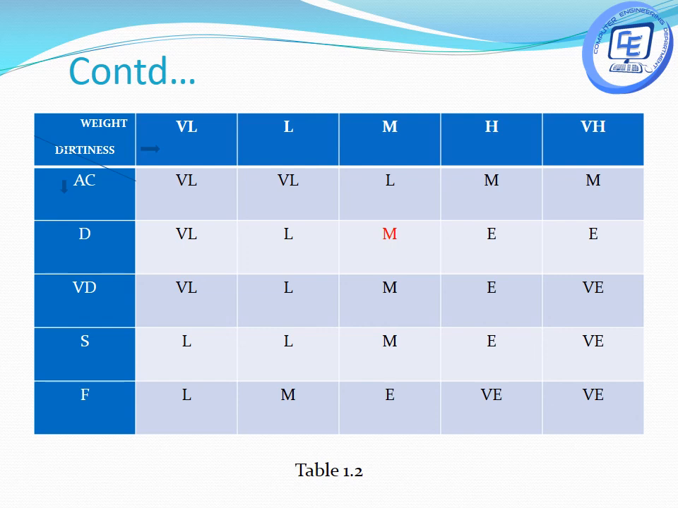In this table 1.2, we have considered two inputs in rows and columns, and these are the output parameters in the intersection cells of rows and columns. So our two inputs are dirtiness and weights. Dirtiness we have considered in rows. All the 5 parameters we have written in rows: almost clean, dirty, very dirty, soiled, filthy. And all the 5 parameters under weight we have written as very light, light, medium, high and very heavy.